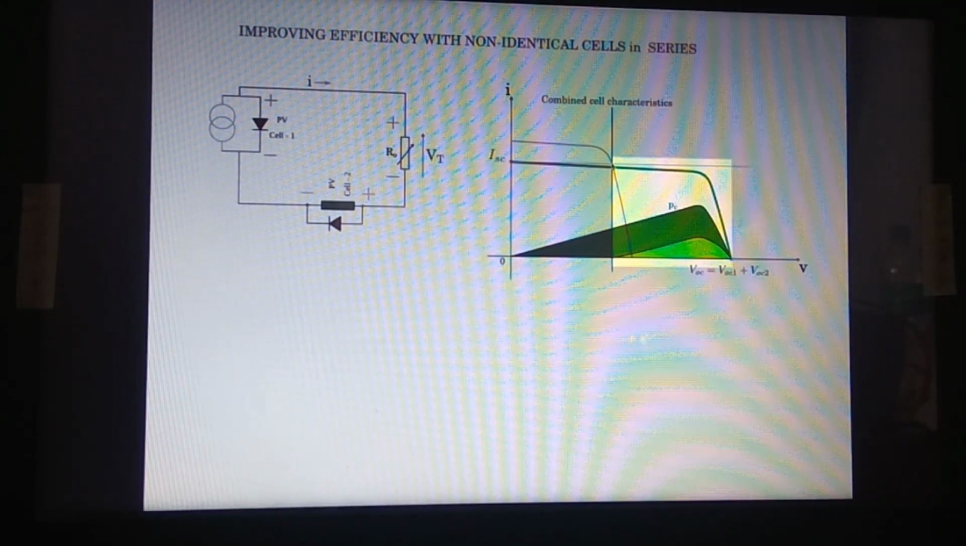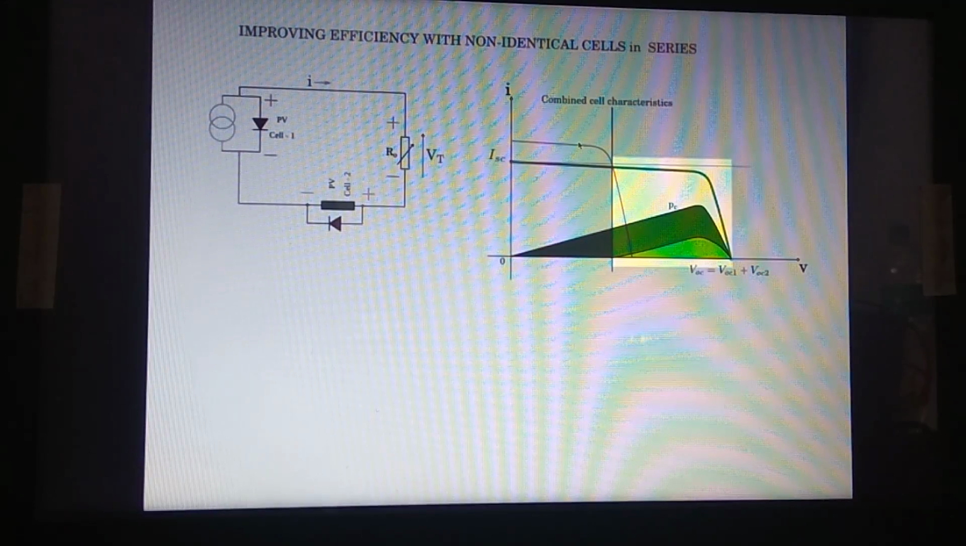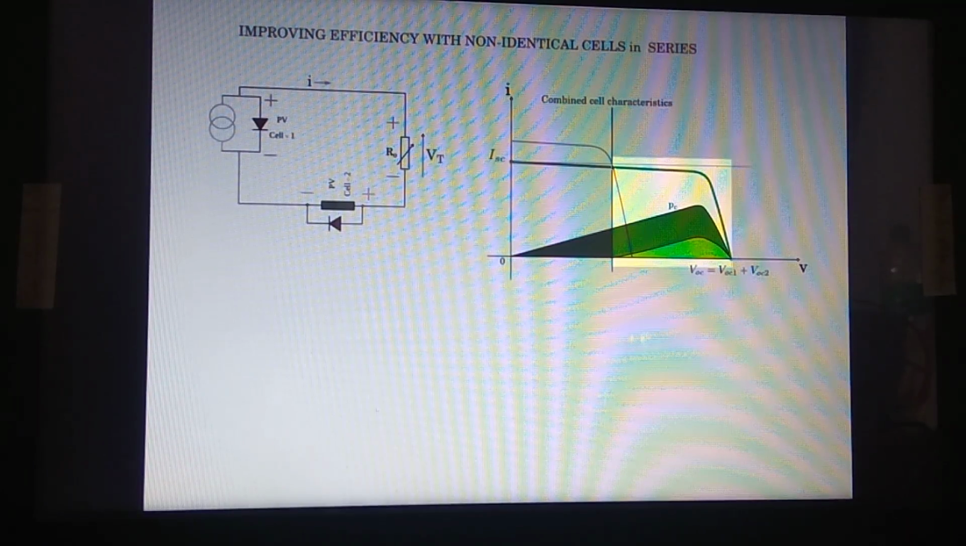So the operating point characteristic will be such that it will not take this path, but it will take this path, because that is the IV current path of the PV cell 1. And as PV cell 2 is effectively out of the picture, this is the path it will now take.